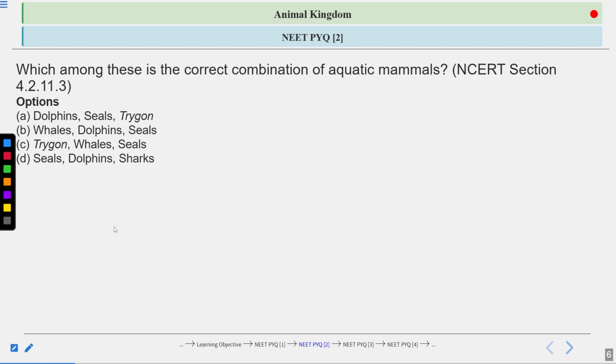C. Trigon, whales and seals. D. Seals, dolphins and sharks. So you have to tell the correct combination of the aquatic mammals, the mammals that are present in the aquatic environment. Out of the given options, which option is showing only the aquatic mammals? You can solve this question in the given time and then we can check out the correct answer. Let us move to the answer part of this question.